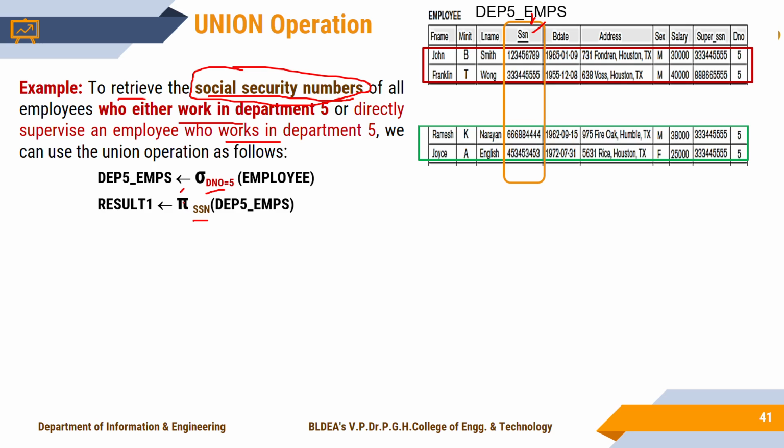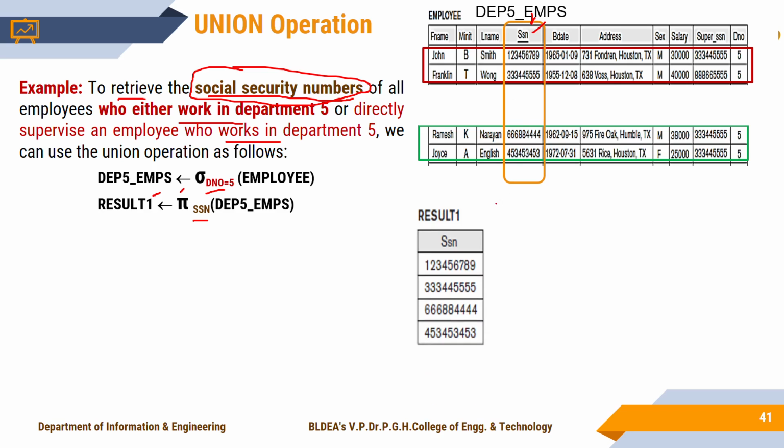When you take this, what result will you get? The meaning of this is that it selects only this particular column in this DEP5_EMPS new relation. So now you are selecting only those tuples where the SSN attribute values are there. So this is your new relation, result 1. It contains only the SSN attribute, because you want to retrieve only the social security number here. This is for the employee.